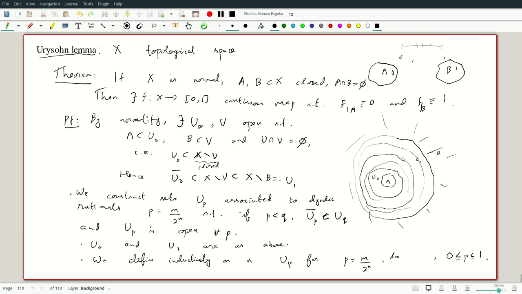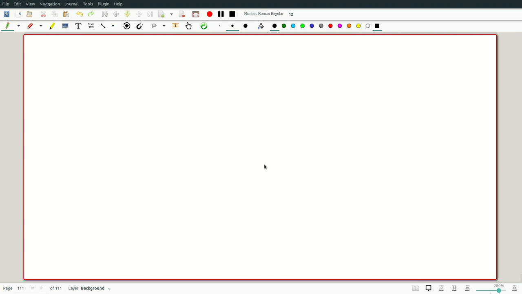So lowest terms. And we have 0 is less than or equal to p, is less than or equal to 1. So to be concrete, let's construct U half first. So we have U0 here, we have U1 here.